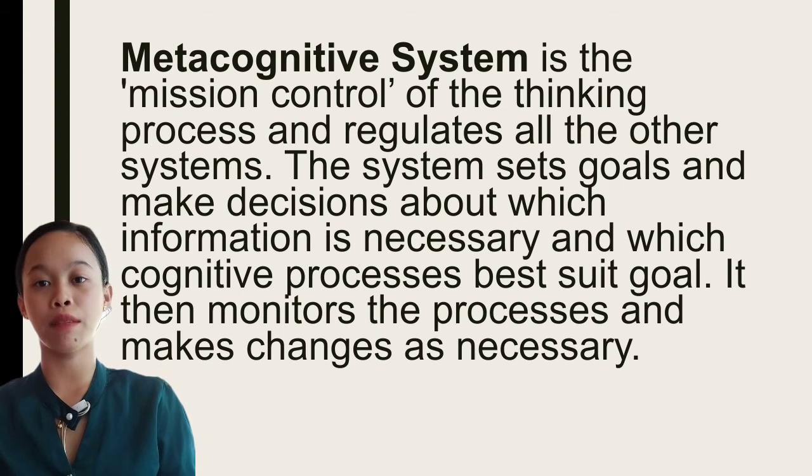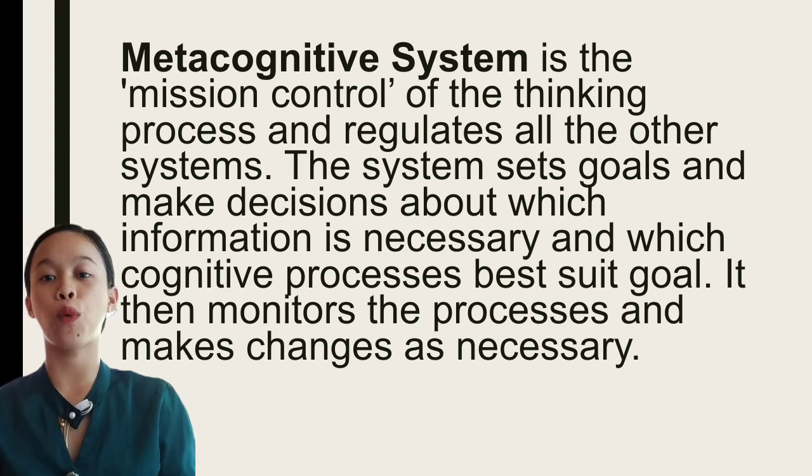The metacognitive system is the mission control of the thinking process and regulates all the other systems. The system sets goals and makes decisions about which information is necessary and which cognitive processes best suit the goal. It then monitors the processes and makes changes as necessary. So it means the process of thinking about one's own thinking and learning.